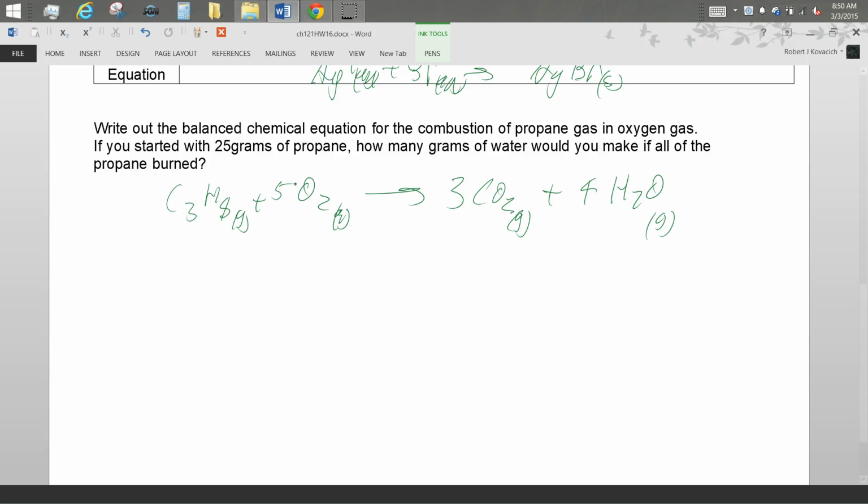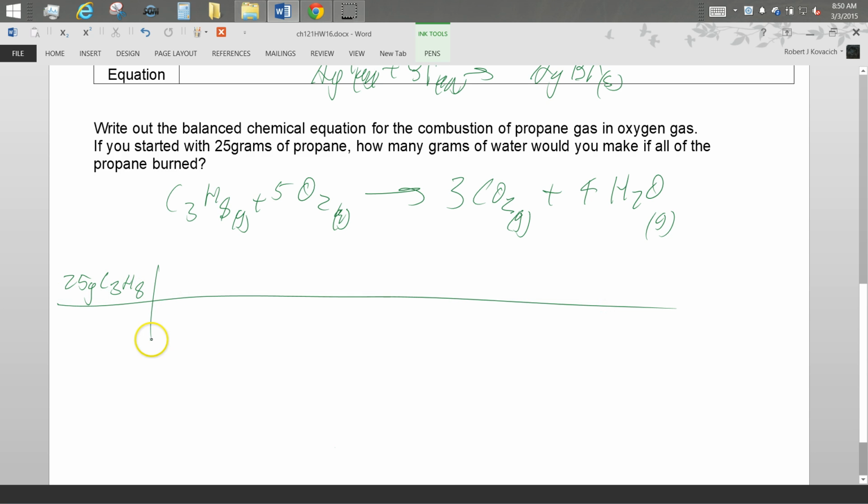So I'm starting off with 25 grams of propane. That's the mass that I'm going to start with. And I want to convert that into how many grams of water I'm going to make if I burn this whole 25 grams of propane. What is that? When I'm asking you this question, I'm making an assumption. What's the assumption? Okay, but we definitely know that already because we already wrote down the chemical equation.